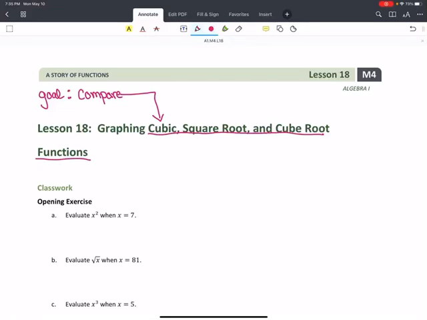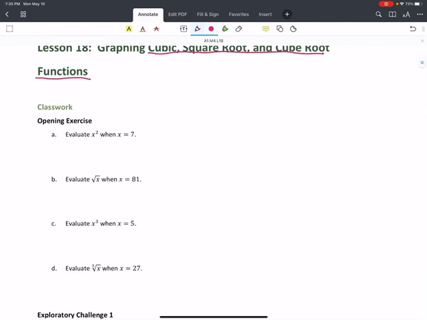Hello students, today we are going to compare cubic, square root, and cube root functions. And I'm using lesson 18 from module 4 to do this. So let's take a look at this opening exercise.